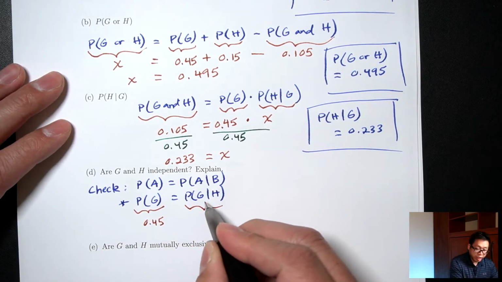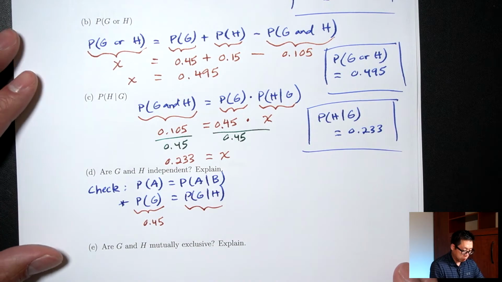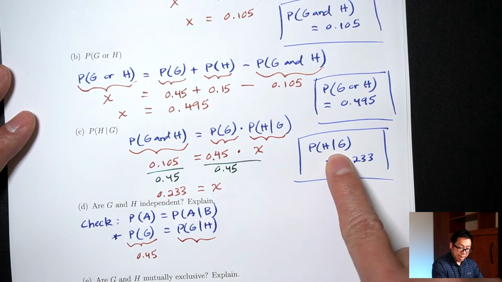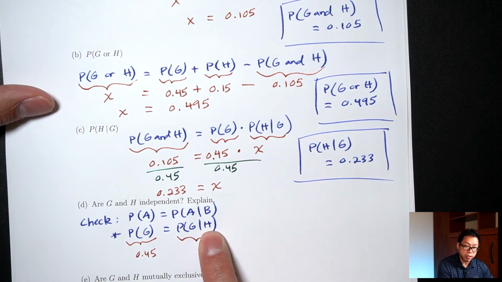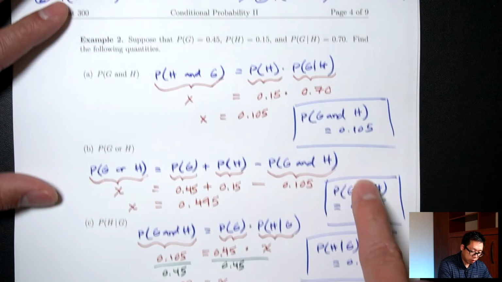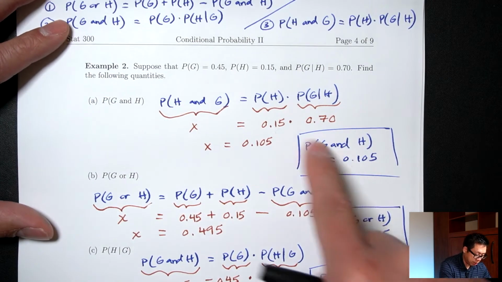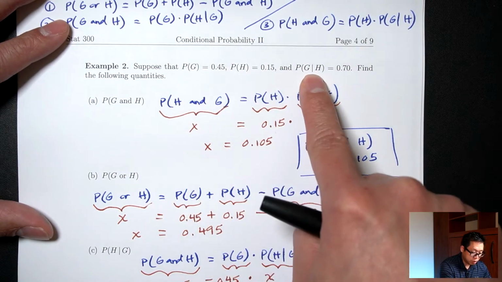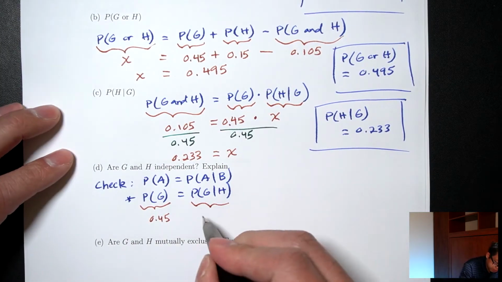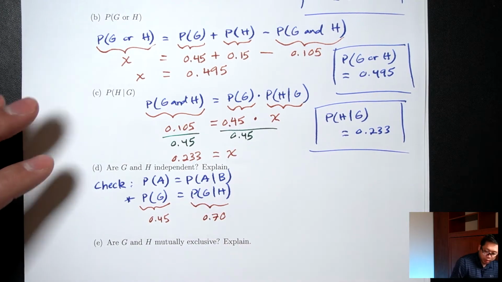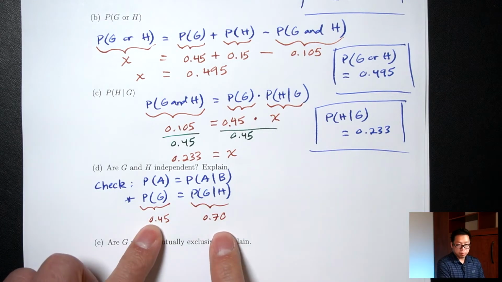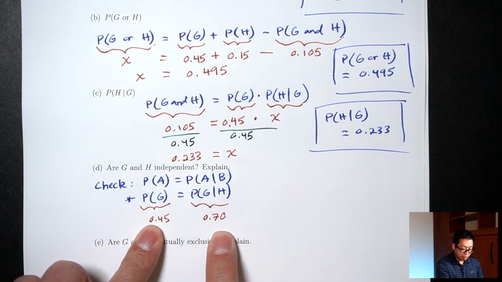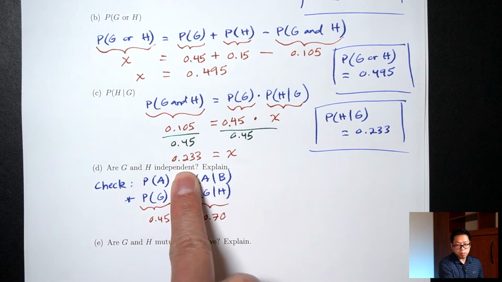Right side, G given H. Do we know that somewhere? It's not that one, that's G given H in the wrong order. It's not that, that's an or. It's not that, that's an and. Is it in the original problem? Yes, G given H is 0.70. Question is, are those two things equal? No, they're not. So to answer the question, they're not independent.